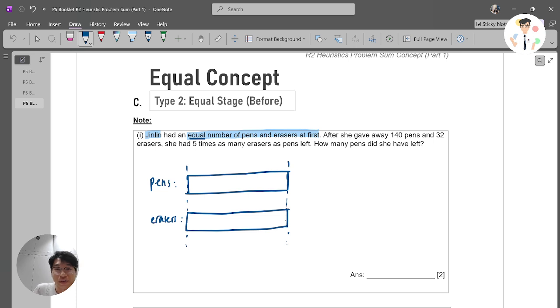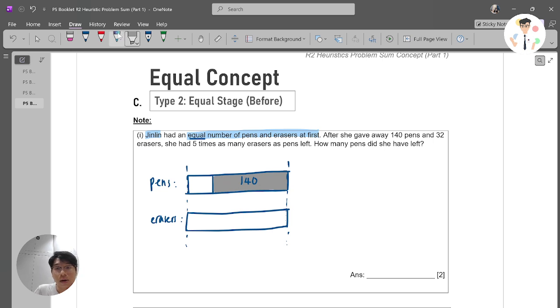Now, after she gave away 140 pens, this is the pen that I have. Now I give away 140. Wow, so sad. I give away 140. Maybe I'll just cut to here. This is 140. Let me shade with a different color so you know it's being given away. Maybe I'll shade with gray. So this is 140 and this is being given away.